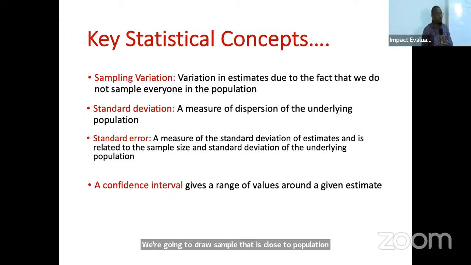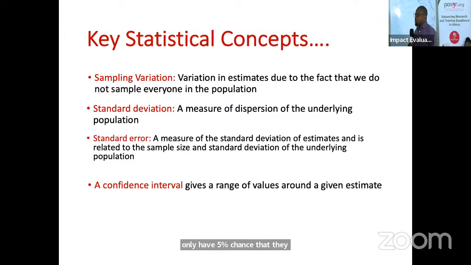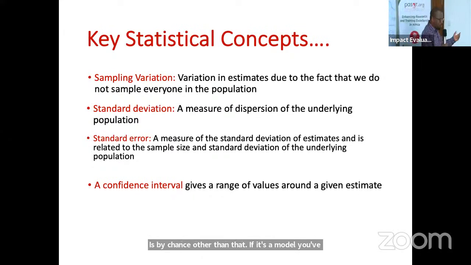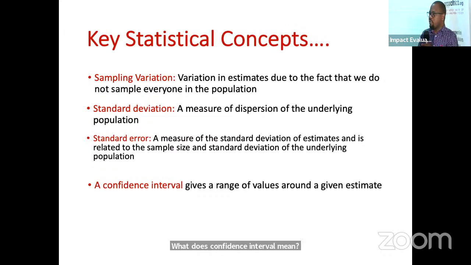Most often we use a 95% confidence interval. A 95% confidence interval says we only have a 5% chance that the occurrence of this sample mean is by chance. Are we together? Other than that, if it's a model you've estimated, it's driven by the model. We'll talk about that, and you'll understand what confidence interval means. So usually it's 95%.